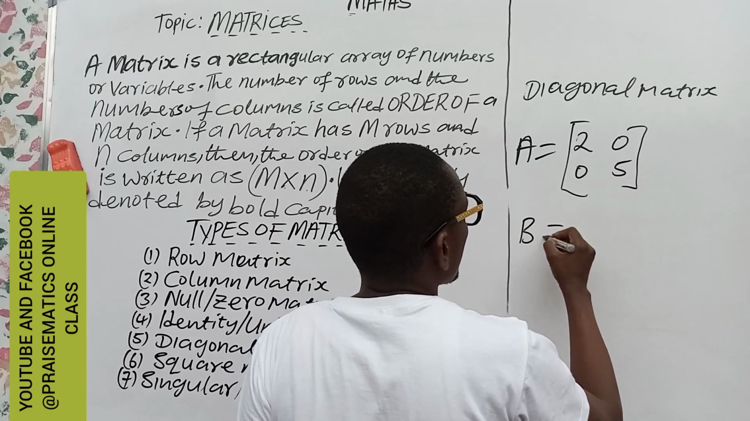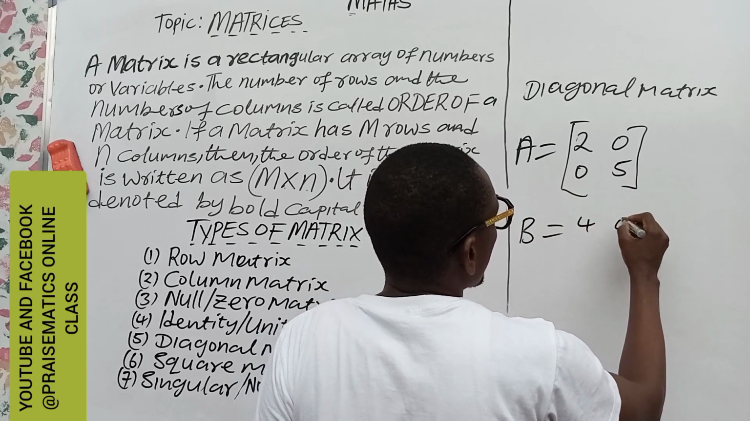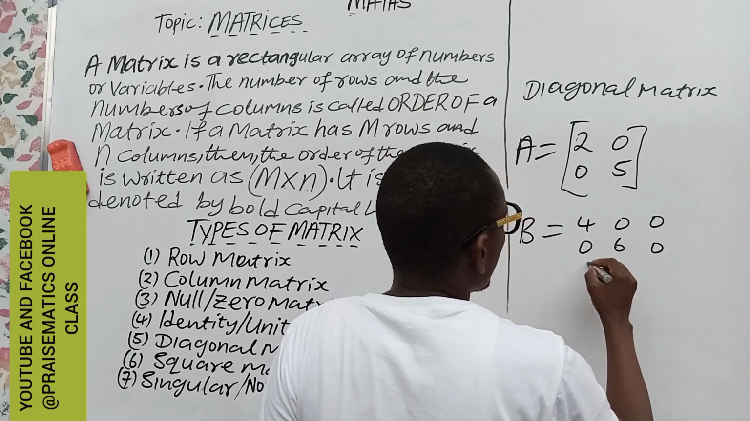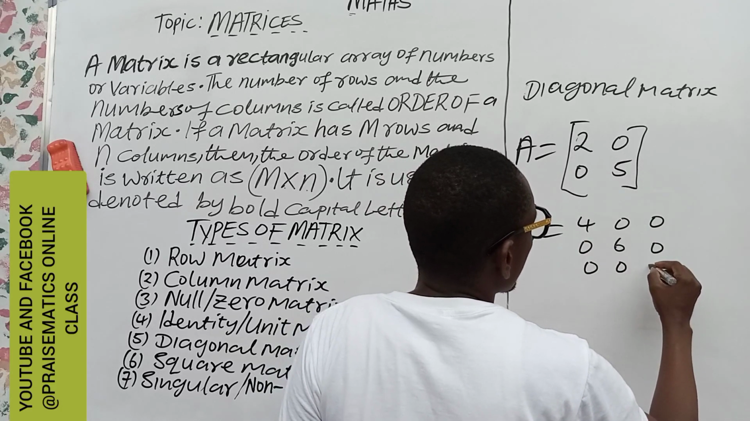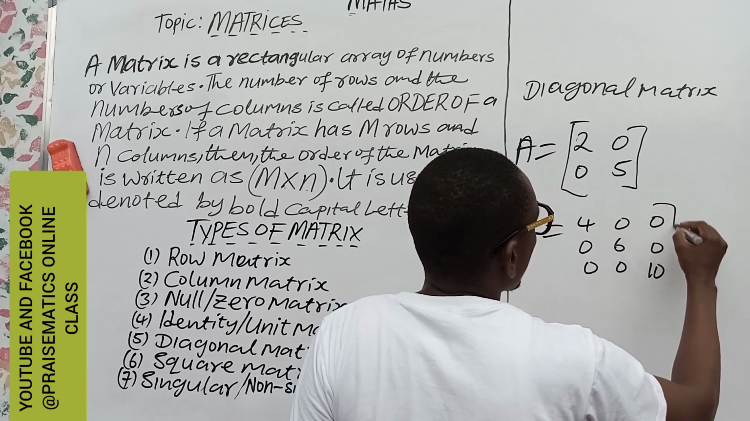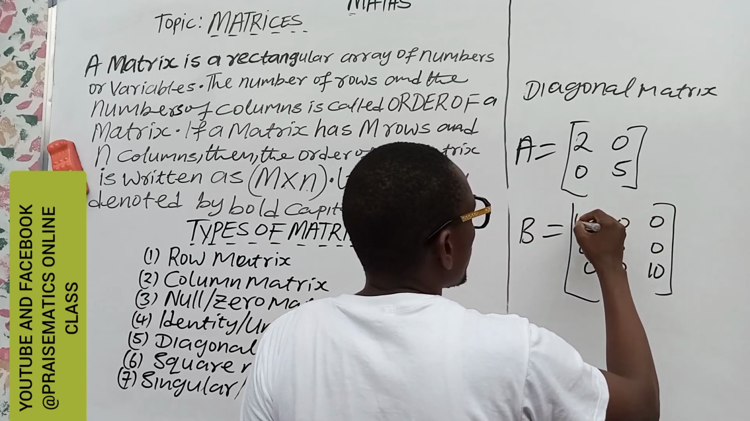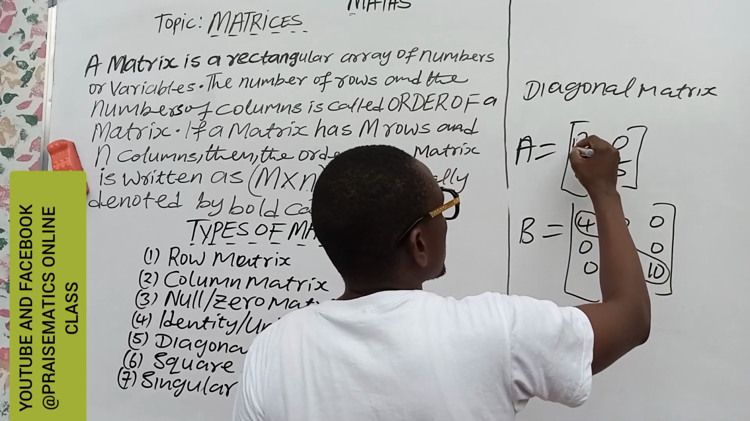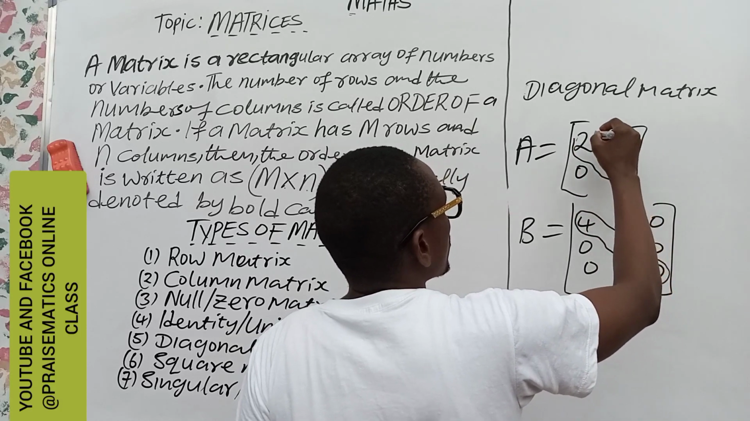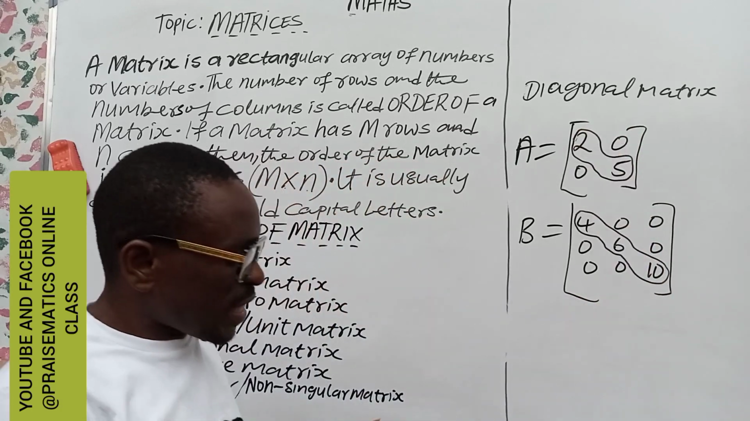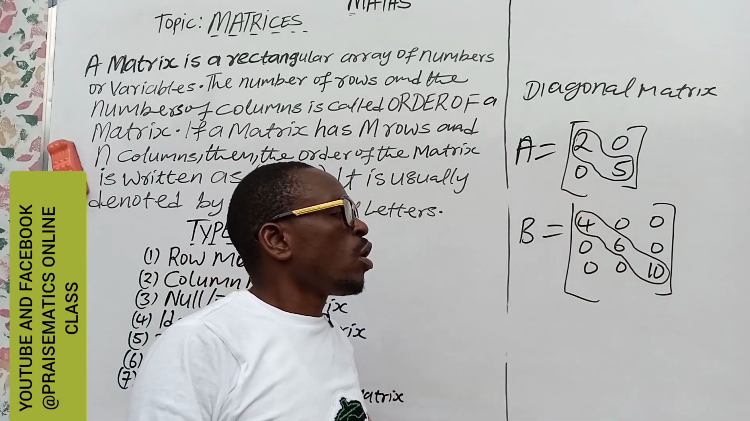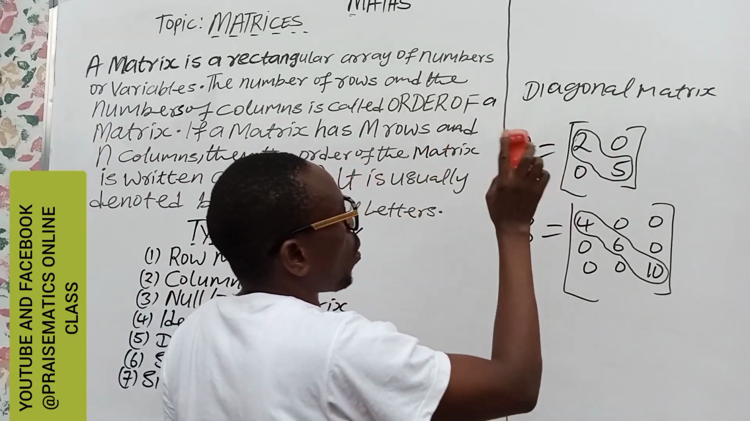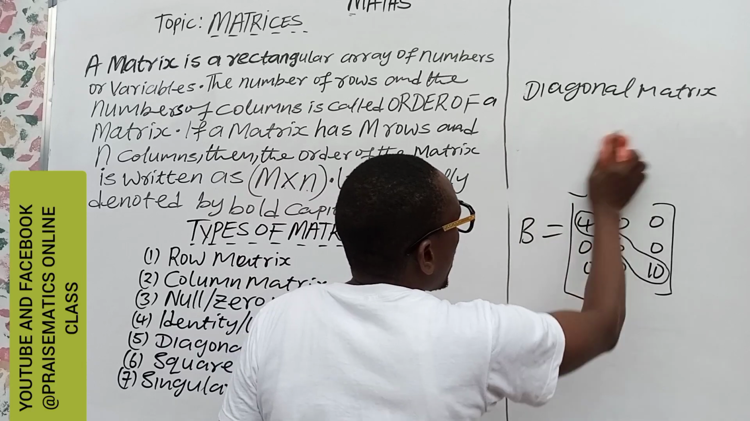B equals 4, 0, 0, 0, 6, 0, 0, 0, 10. So this is what diagonal matrices are. A diagonal matrix is a type of matrix in which their leading diagonals are numbers. But if it is identity, their leading diagonals will be 1 throughout, while others are 0. So that is the definition of diagonal matrix.